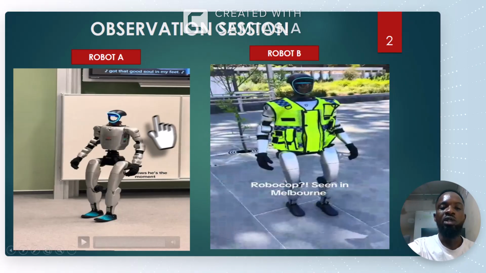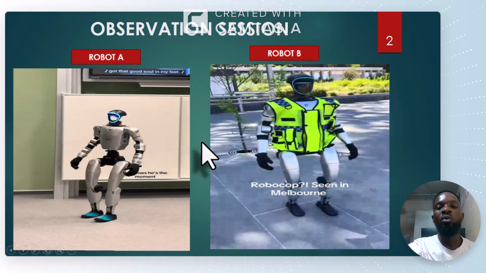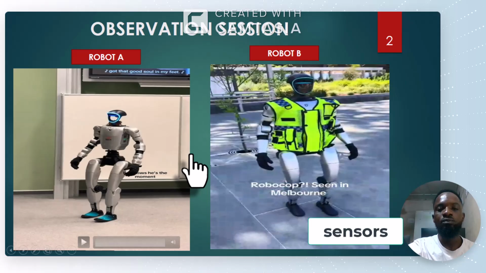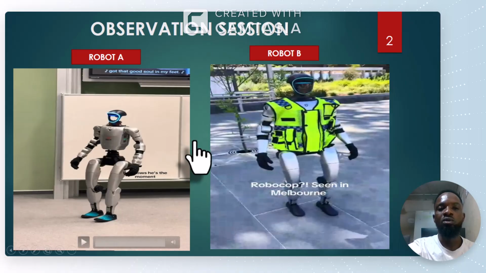So in today's lesson, we are going to discuss what we call sensors. Is that okay? So we look at sensors and then their classification as well. Are we together? So without much ado, let's look at our lesson objectives for the day.